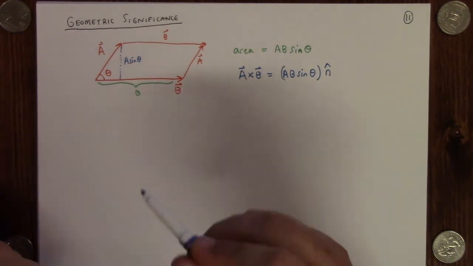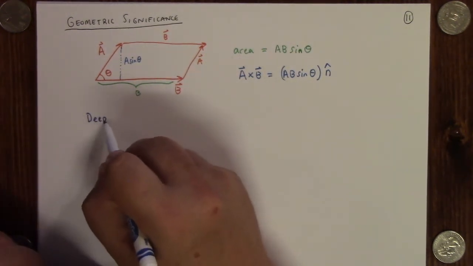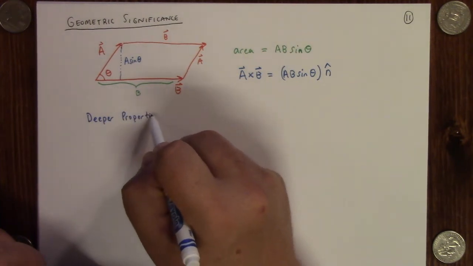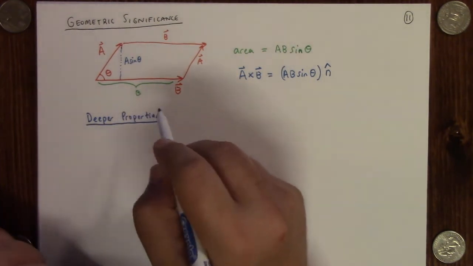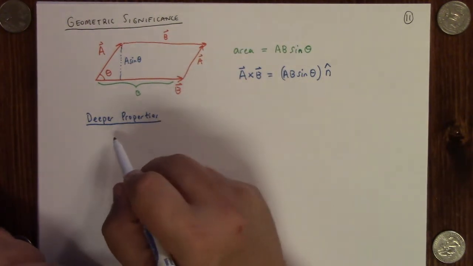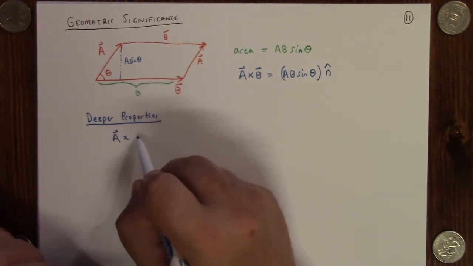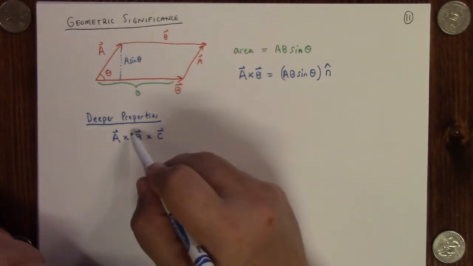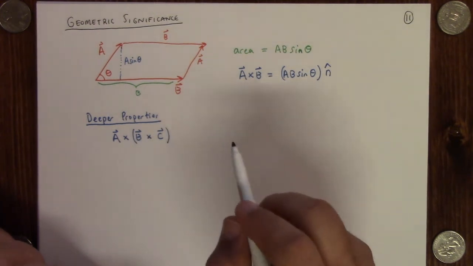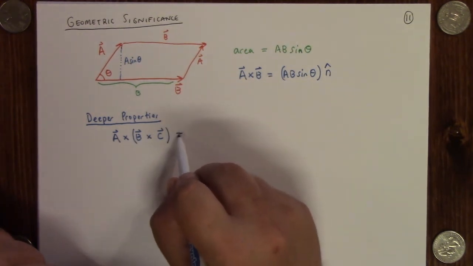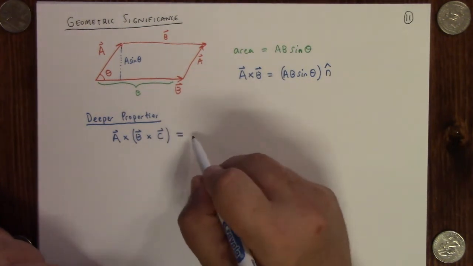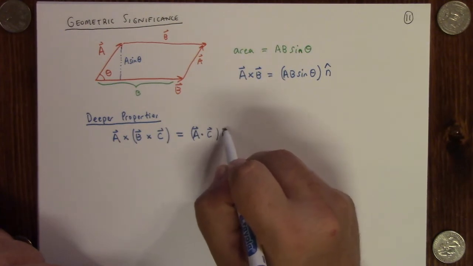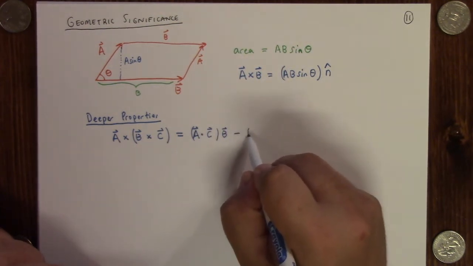I should mention some deeper properties, if you will. These are not particularly easy to show, but it's kind of fun to know about them. One is that A cross B cross C does not make sense. You have to put parentheses. The cross product is not associative, but this much is true: A cross (B cross C) is equal to (A dot C) times the B vector minus (A dot B) times C.